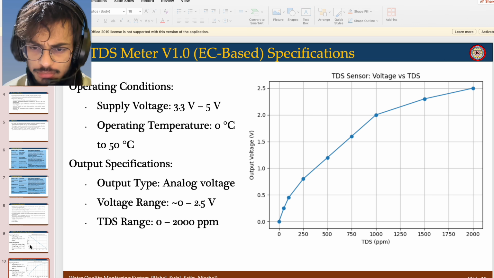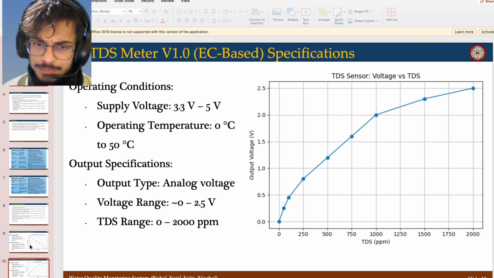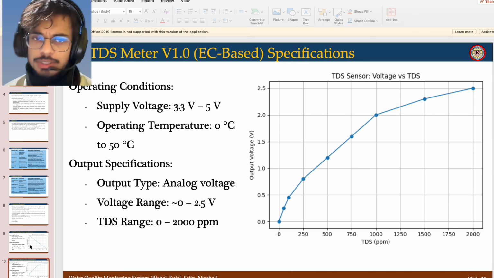So high conductivity means high TDS, meaning there are high total dissolved ionic solids, which will create a high voltage. So high voltage means high ppm, and low voltage means low ppm. In this way, this TDS sensor works.